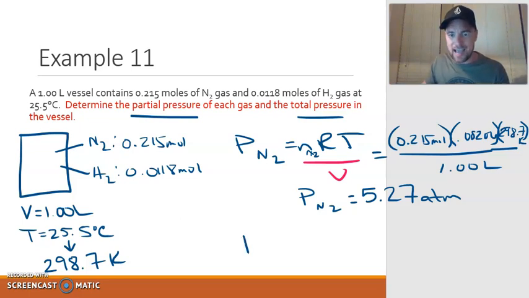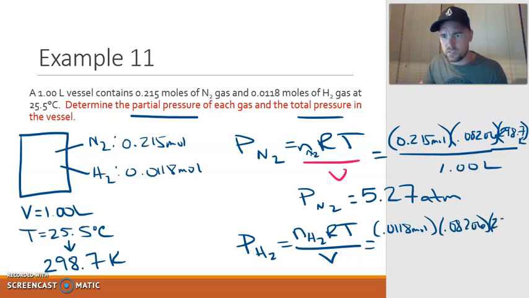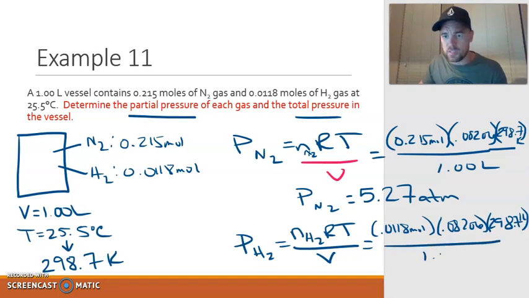Here's the thing, we're going to do the exact same thing, but now we're going to do it for hydrogen. So to figure out the partial pressure for hydrogen, I need to plug in the moles for hydrogen times R and T, and then divide it by V. So my moles for hydrogen is 0.0118. Gas constant is 0.08206. That's still the same. Temperature is still the same, 298.7 Kelvin. And then volume is still the same. So the only thing that's changing is the number of moles. So 0.0118 times 0.08206 times 298.7 divided by 1.